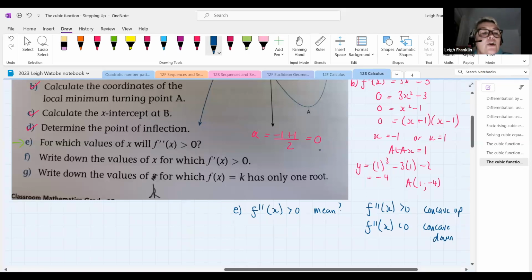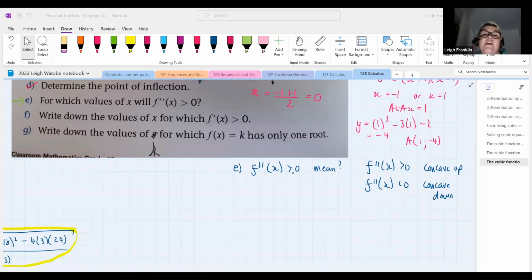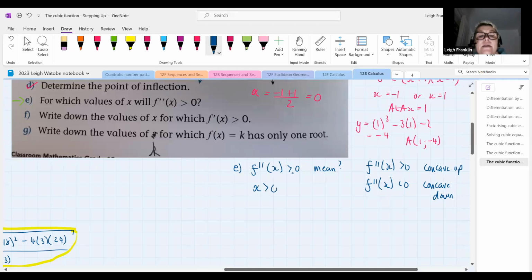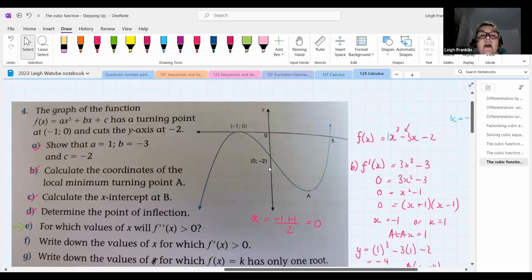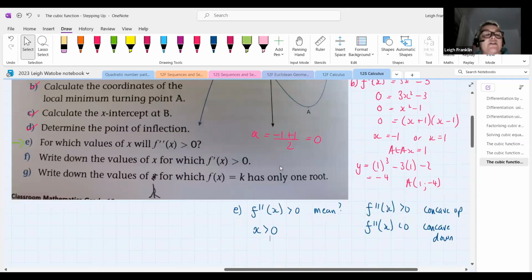In other words, they are asking you, where does the graph change from being concave down to being concave up? We've just calculated that at 0. So in this case, our point of inflection is where x is equal to 0. So the answer to this will be when x is greater than 0. The graph will be concave up. Let's try and finish this.